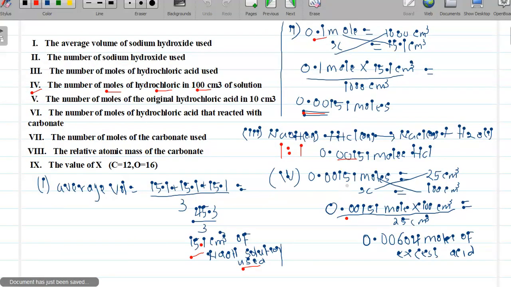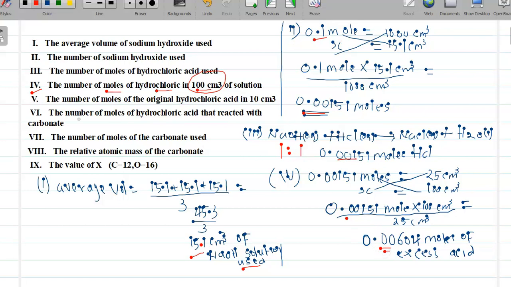And here we have the number of moles used, from the equation that we obtained: 0.00151 moles is equal to 25 centimeter cubic. What about 100? How many moles will 100 be equal to? That's what they're asking in question 4. So you cross multiply: 100 times 0.00151 divided by 25. Then this is what you will get. This is the number of moles of the excess acid.